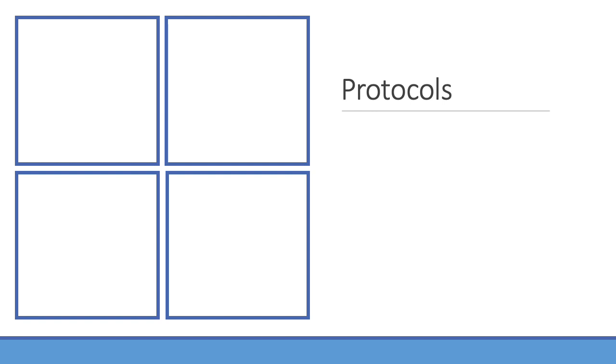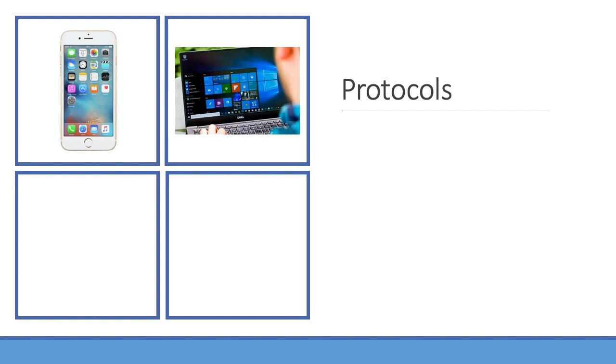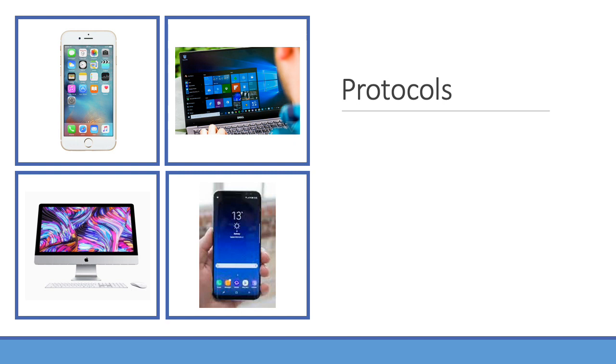We could be sending emails or accessing websites using a range of different devices, from a smartphone to a laptop computer to a desktop computer on an Apple Mac to an Android phone. So here we have at least 4 different devices. We have an iPhone we might be using to access the internet. We have a Windows-based laptop, an Apple PC, and we have an Android-based mobile phone.